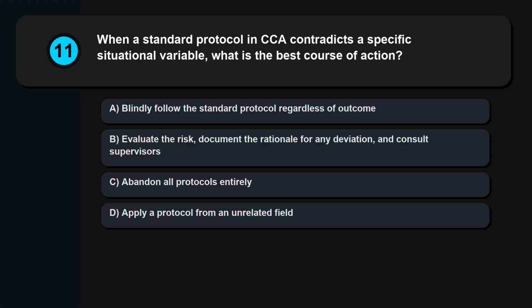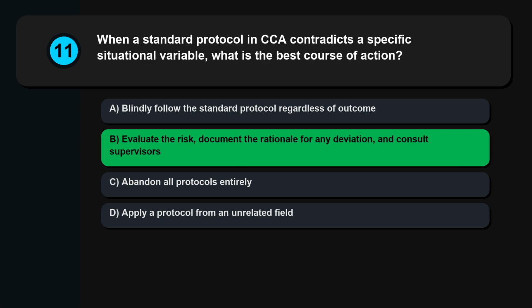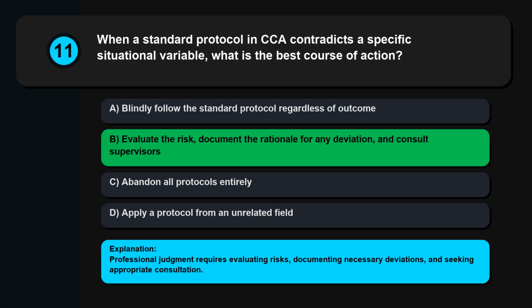Question 11. When a standard protocol in CCA contradicts a specific situational variable, what is the best course of action? Blindly follow the standard protocol regardless of outcome. Evaluate the risk, document the rationale for any deviation, and consult supervisors. Abandon all protocols entirely. Apply a protocol from an unrelated field. Professional judgment requires evaluating risks, documenting necessary deviations, and seeking appropriate consultation.